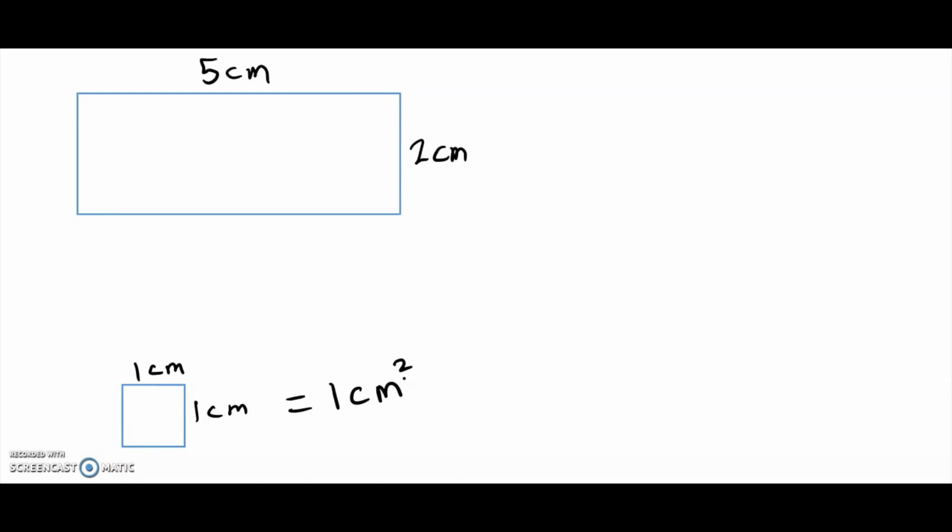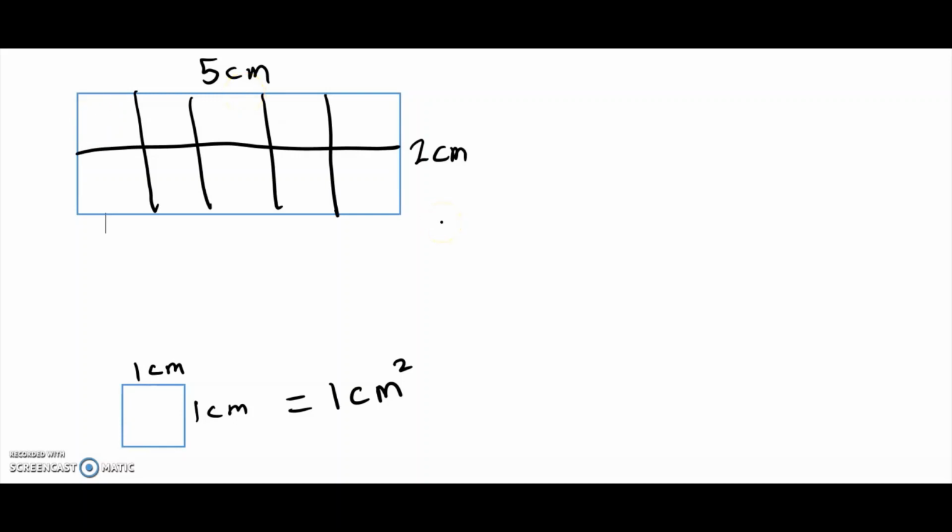If we go back up the top to the rectangle, what we are asking ourselves is how many 1 centimeter squares fit inside that shape. If we have 5 centimeters across the top, we're going to break this up into 5. 1, 2, 3, 4, 5. And then 2 down the side. Okay, so you can see that I've broken my rectangle up into roughly 5 centimeter squares at the top and then 2 centimeters going down.